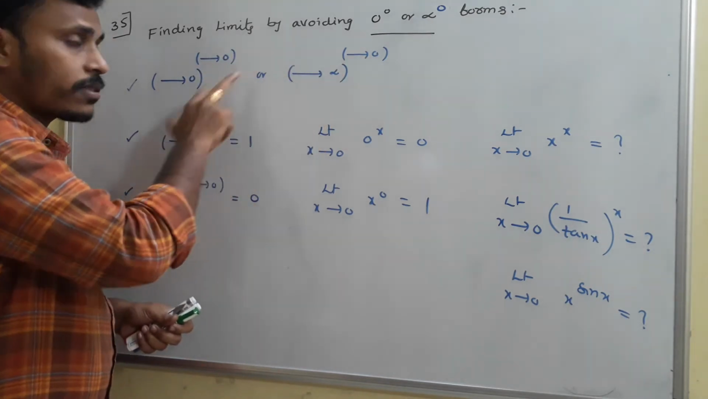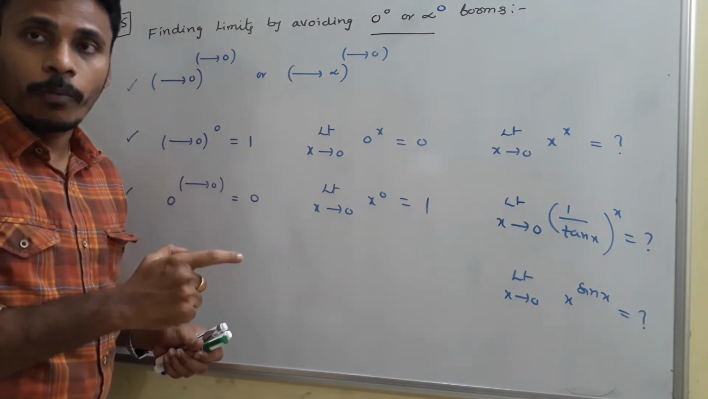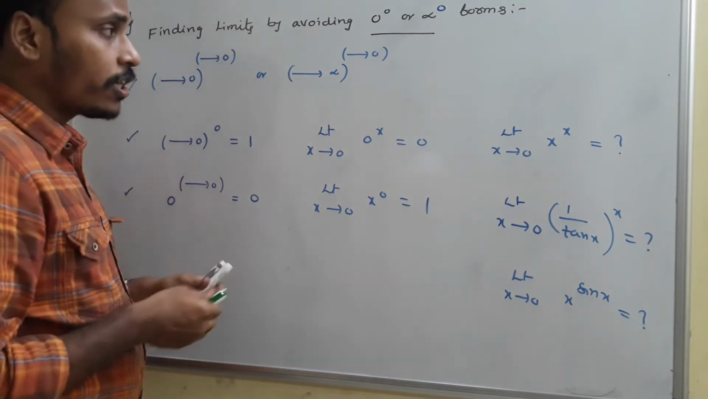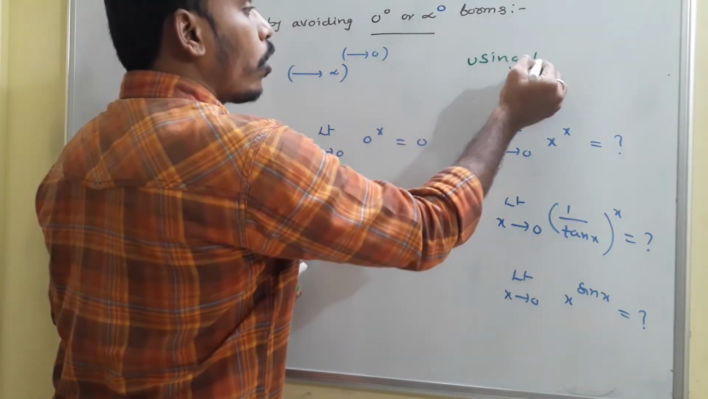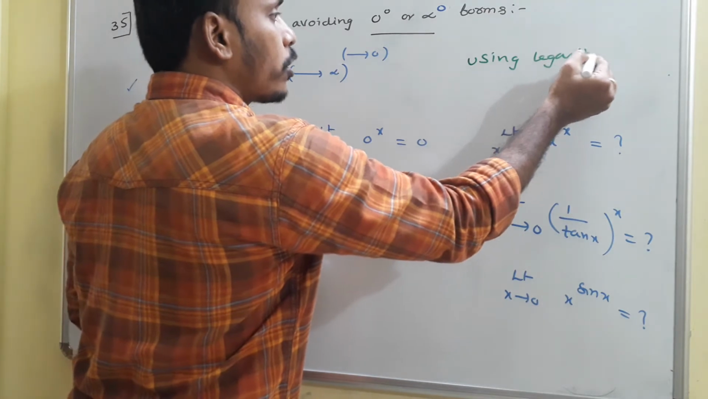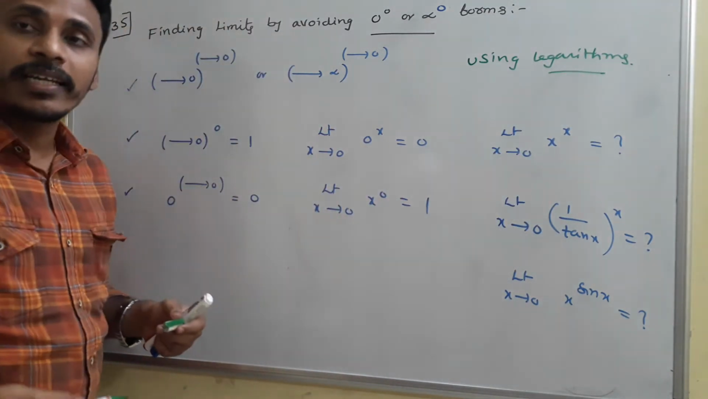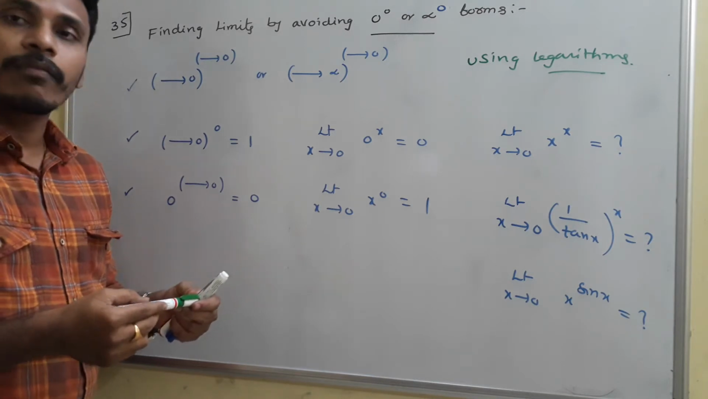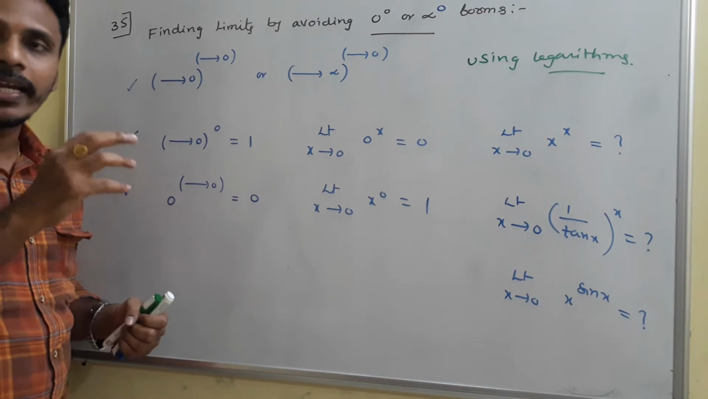In these two cases, the value is indeterminate, and to avoid that indeterminate form, I am mentioning here, using logarithms. Actually, logarithms help us to overcome this situation. Using logarithms, by avoiding these indeterminate forms, we will find the limit values. So before that, you need to get an idea regarding this.